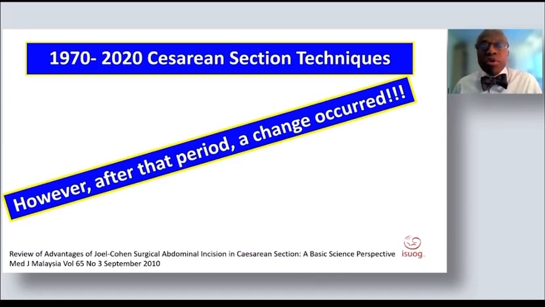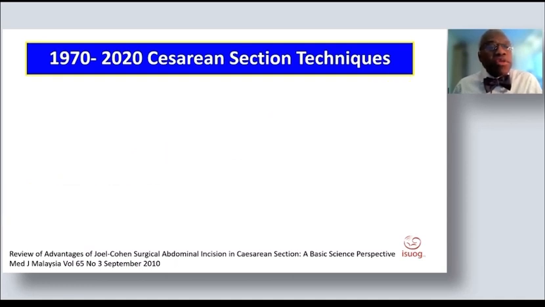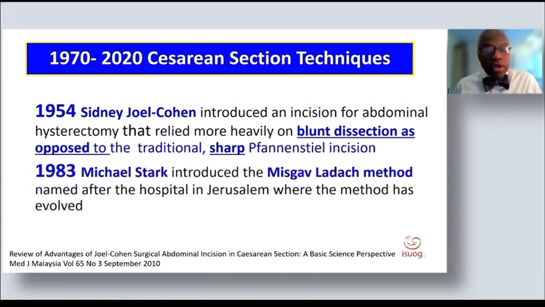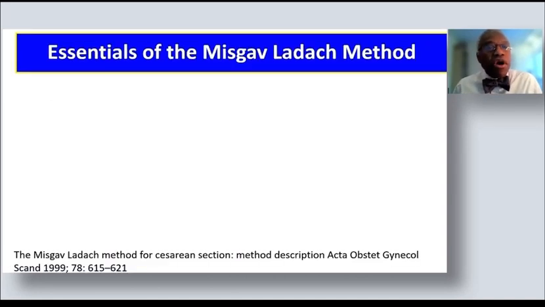However, after that period, a change occurred. In 1954, Sidney Joel-Cohen introduced an incision for abdominal hysterectomy that relied more heavily on blunt dissection as opposed to the traditional sharp Pfannenstiel incision. And in 1983, Michael Stark introduced the Misgav-Ladach method, named after the hospital in Jerusalem where the method had evolved. Here are the essentials of the Misgav-Ladach method.